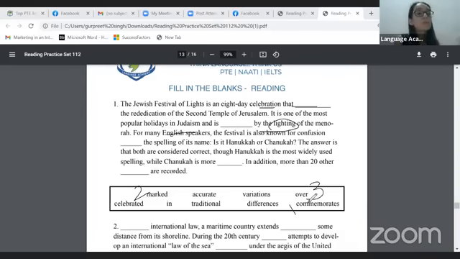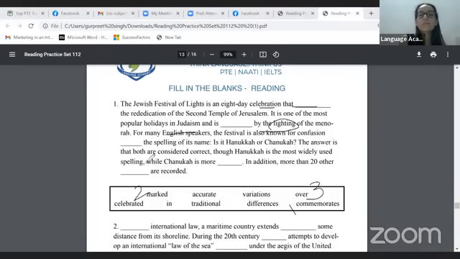But when there are a lot of people, we use the word "over" with debate. People debate over the topic because there are so many people and it goes on for so much time. The same way here, for many English speakers, this festival is also known for confusion over the name, over the spelling of its name. Is it Hanukkah or Chanukah?